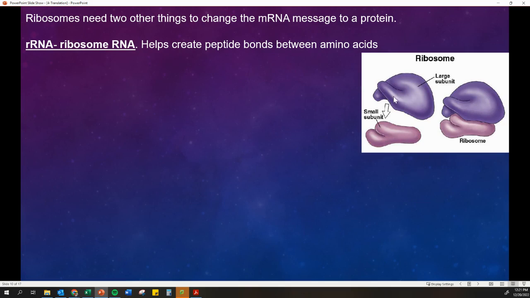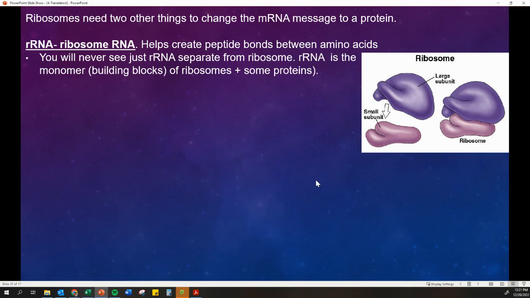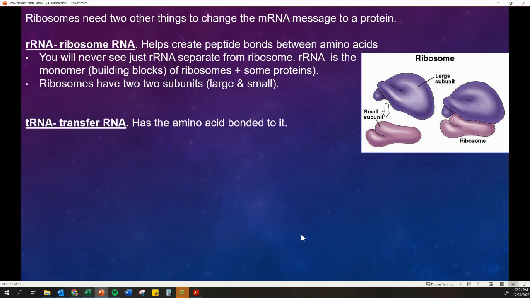I always think these kind of look like little hands coming together with thumbs. So you never just see rRNA by itself. It's always going to be part of the ribosome. There's also proteins involved in the ribosome structure as well, and that's that large and small subunit.